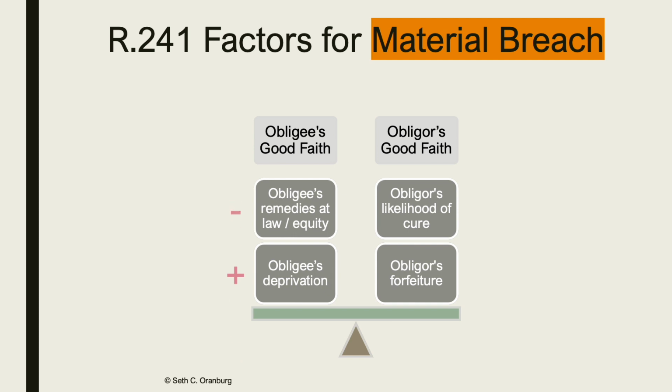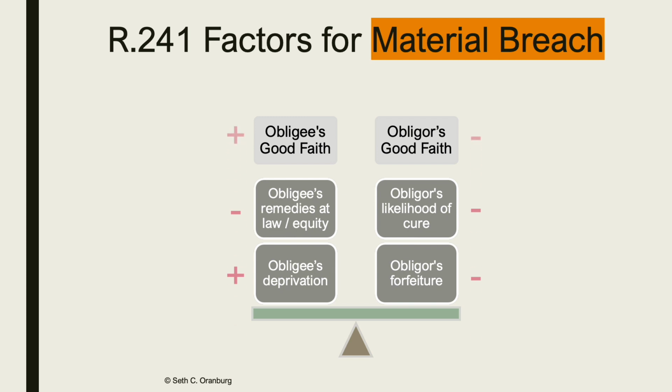Second, does the obligee have alternative remedies? If the obligee has good alternative remedies at law or equity, this will decrease the potential for material breach. Third, whether the obligor suffers a forfeiture. The greater the extent of the obligor's forfeiture, the lower the possibility of material breach. Fourth, whether the obligor is likely to cure. The higher the obligor is likely to cure anyway, the lower the likelihood that a court will find material breach.